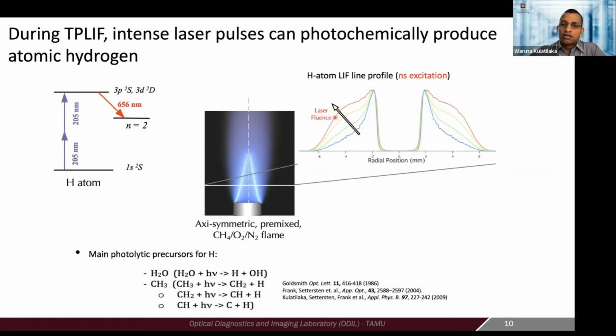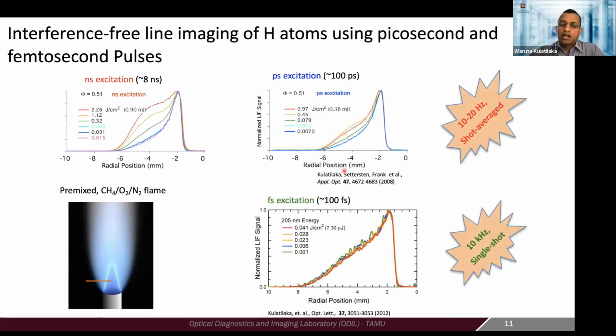So one thing we did back at the Sandia National Labs in the early days was going from nanosecond into a picosecond laser. So instead of about 8 or 10 nanosecond pulses, now we go to about 100 picosecond pulses. I'm showing only one half of that radial profile. You see that photolytic production gets reduced, but not completely.